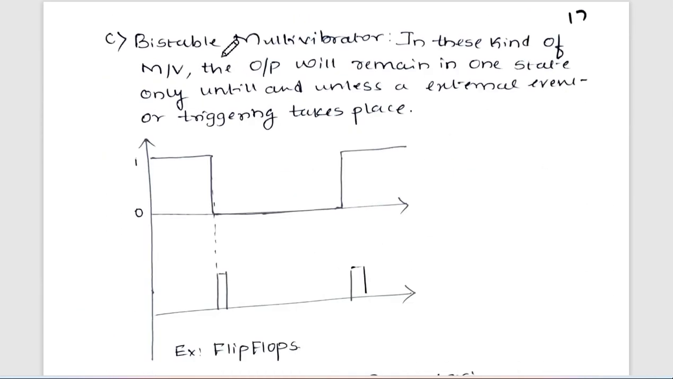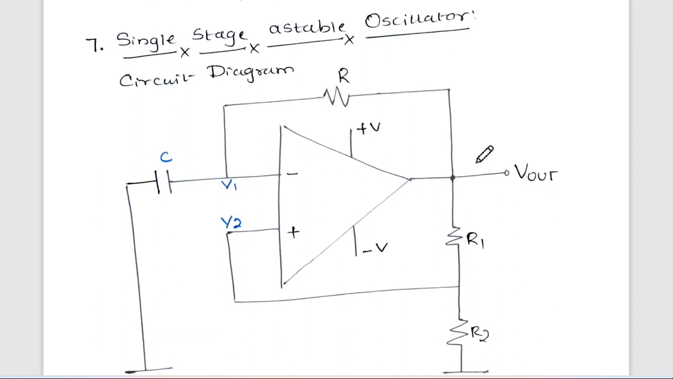Okay, in the same way, bistable multivibrator: in these kinds of multivibrators, the output will remain in one state until and unless an external event or triggering takes place. Previously we have seen that we require a triggering pulse, and here also we require a triggering pulse. But in the previous case, after receiving the triggering pulse, after some time it used to change the state back. Here it will not change, it will remain in the same state until the next triggering event takes place. Okay, so when that takes place, then only the change will take place. Is that clear? Something like, again, a smoke sensor: once you are able to clear the smoke, the sensor will stop beeping.